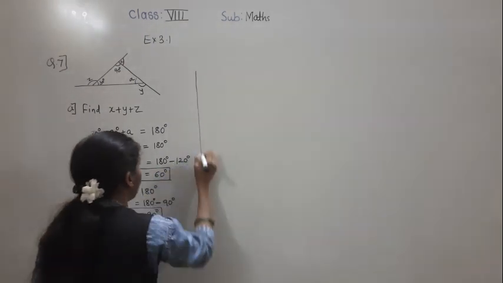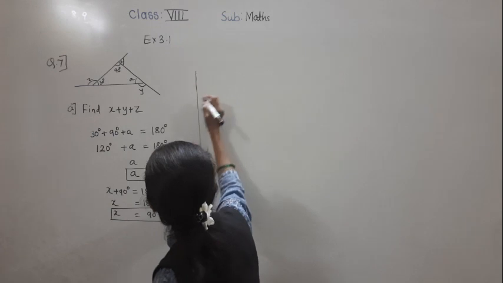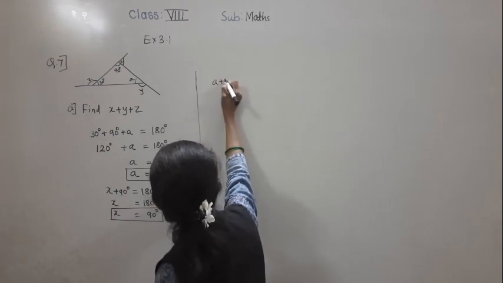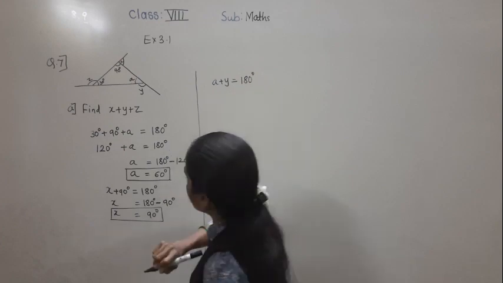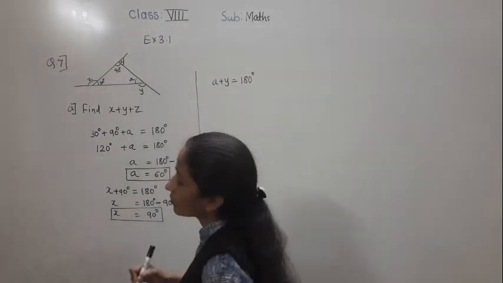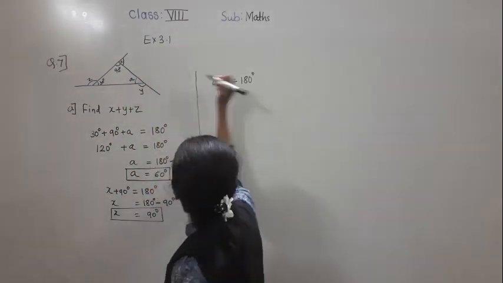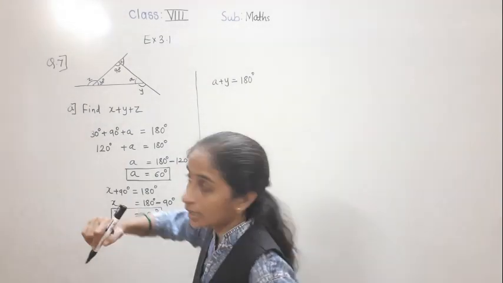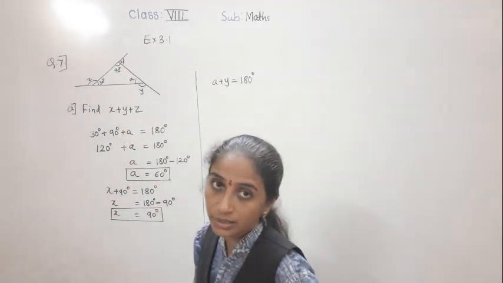Now after that, what will we find? Angle y. So how will we get angle y? a plus y is equal to 180 degrees. Yes? a plus y, a straight angle. Now this is a straight angle. Yes, what is the measurement? 180 degrees. Here also this is a straight angle. What is the measurement? 180 degrees.